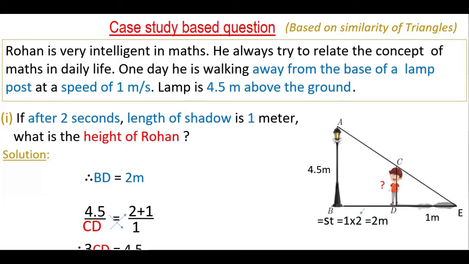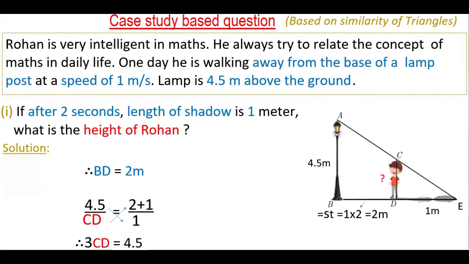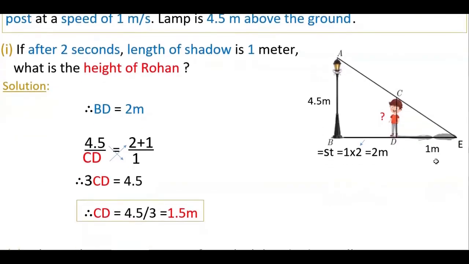If you join these 2 points, you will get a big triangle here, and this is a small triangle. These 2 triangles are similar, so you can equate the corresponding side ratios based on the similarity of triangles. This is a side of the small triangle, and this is the height of Rohan. You know this distance and this distance, and you have to find this. By using the speed of his walking, you can find the distance BD.